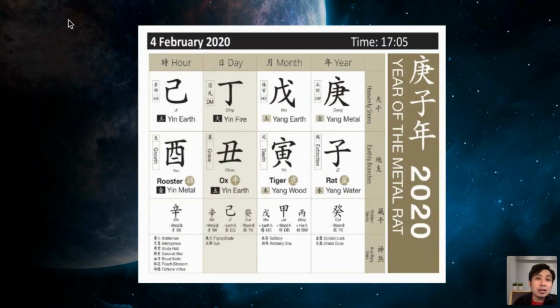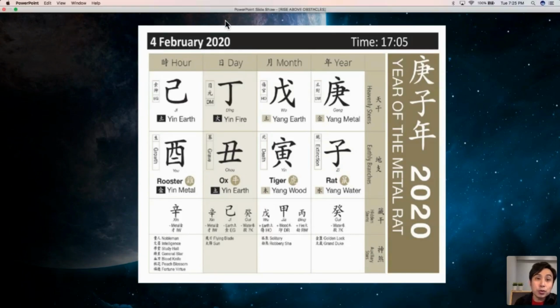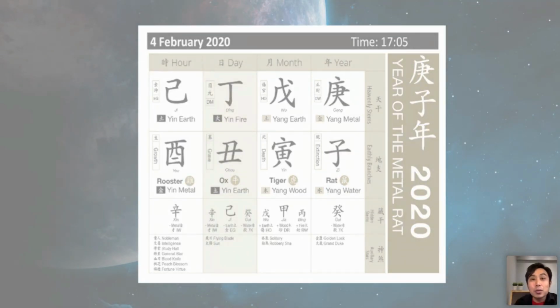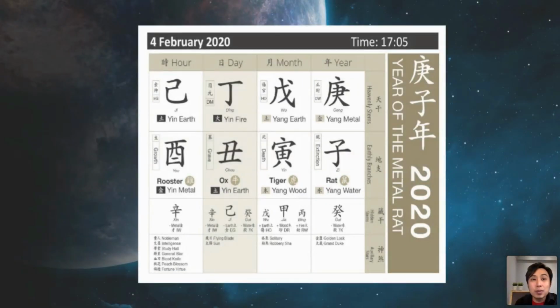If we look at this chart here, some of you are very new and might not know how to read this. Don't worry, today I'm not going to ask you to memorize any of this. I just want to show you one of the tools we use when we read the BaZi every year. When we do annual analysis, this is the chart we look at.